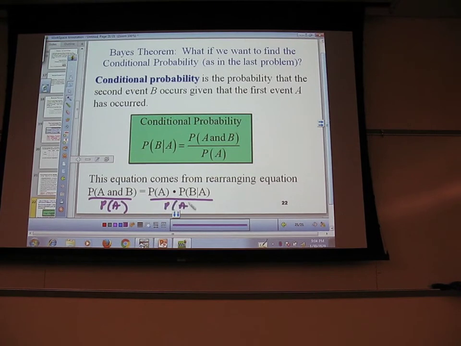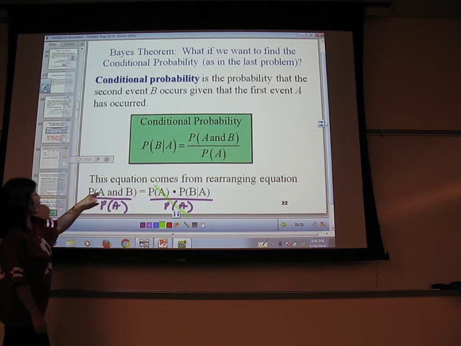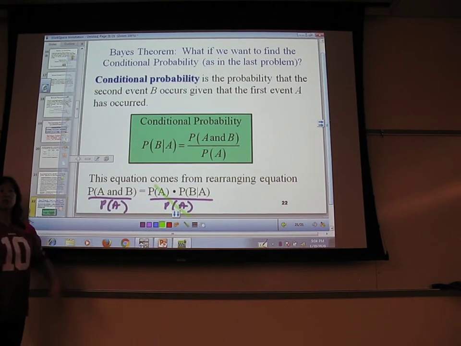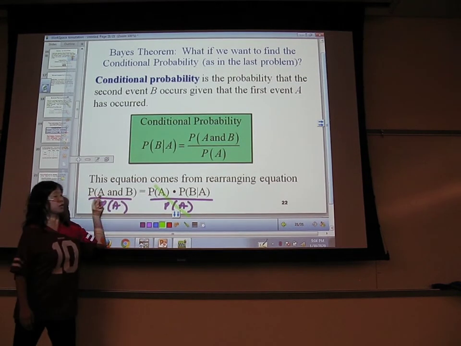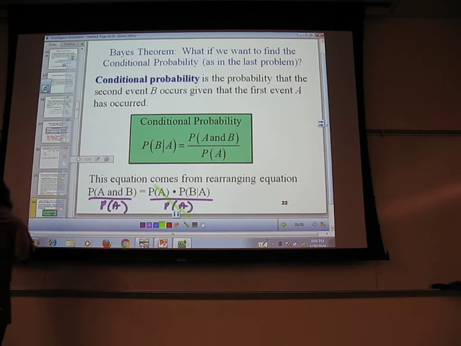What happens when I do that? These go away, and I'm left with probability of B given A on this side equals probability of A and B divided by probability of A. Boom, done. So this is just a rearrangement of this formula. It's the same formula, just dividing both sides by probability of A.